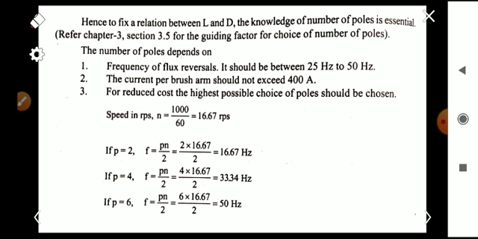So here p is equal to 4 and p is equal to 6, the frequency is 33.34 and 50, that is in between this 25 and 50. Okay, so we can choose any of these two values, that is 4 or 6. And for finding the correct value, we must check the current per brush arm.